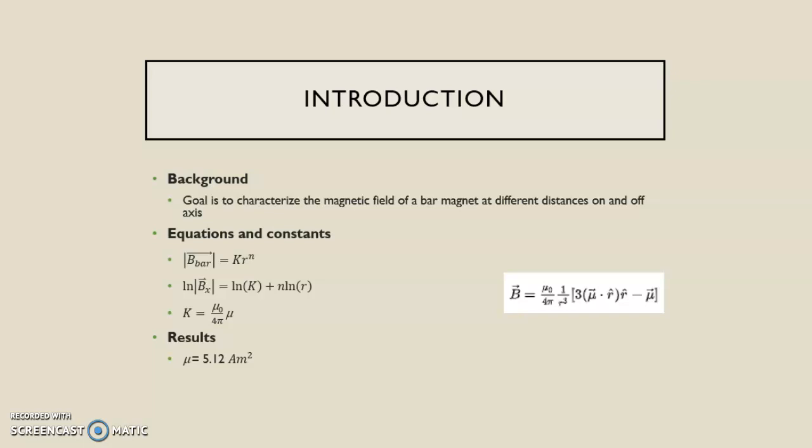It's important to remember that the magnitude of the magnetic field due to a bar magnet falls off with distance. This distance dependence can be expressed by an equation shown here, B bar. K equals the magnetic moment times the magnetic constant. I'll also be using the Biot-Savart law for a dipole with a magnetic moment to determine the magnetic field in my computational model. For my results, I found my mu to be 5.12 amp-meters squared.